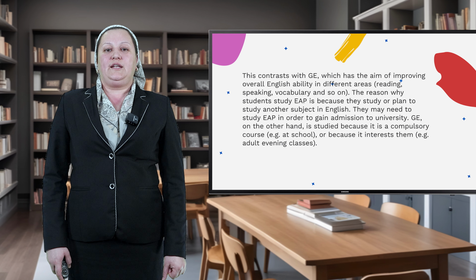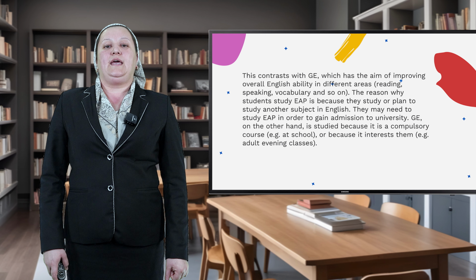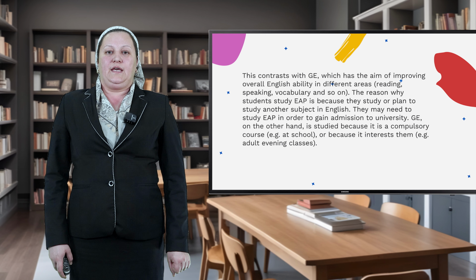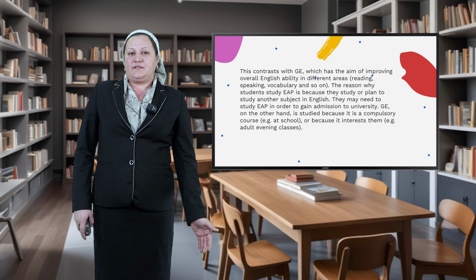They may need to study EAP in order to gain admission to university. General English, on the other hand, is studied because it is a compulsory course. It can be at school or university, or because it interests them, like adult evening classes.